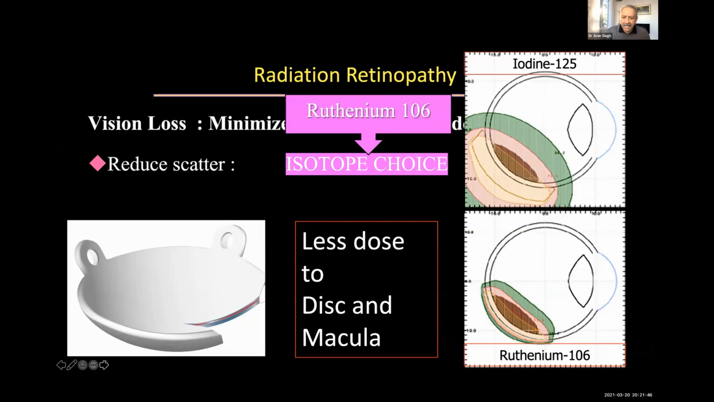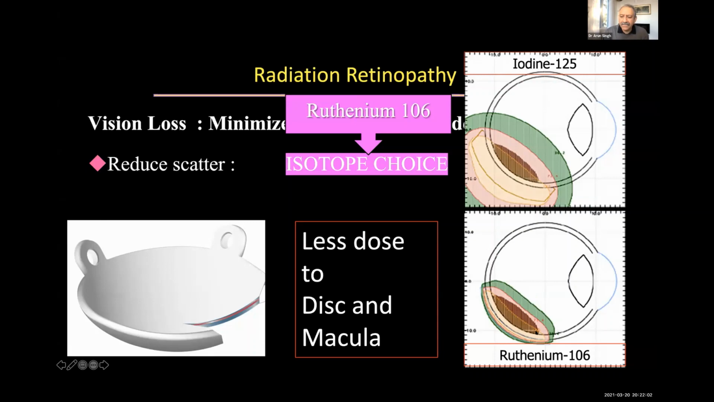But just to let you know, this is being used. We used it in the past. We continue to use it, and other people use it all over the world. And it has certain advantages, particularly for smaller tumors. You can see how the isodoses are more compact, so the scatter is less.